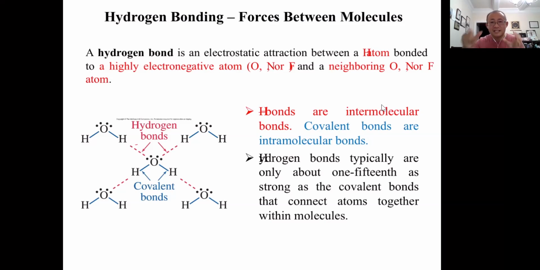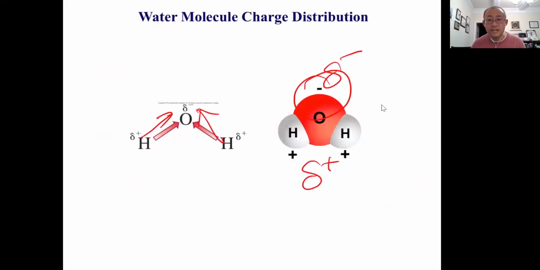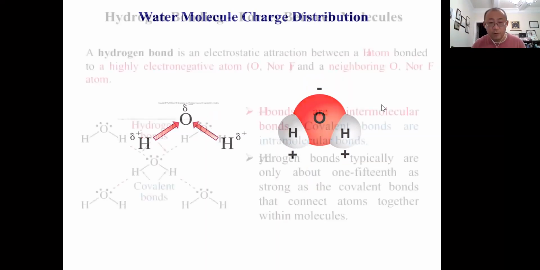Hydrogen bonding is an electrostatic attraction between hydrogen and oxygen, in this case, in water. And hydrogen bonds are intermolecular bonds. Intermolecular means across different molecules, not within a molecule. In comparison, covalent bonds, the solid lines, are intramolecular, meaning they're within a molecule. Hydrogen bonding is the interaction between different molecules. Because water has uneven charge distribution, the oxygen can interact with the hydrogen of another water, and we call that hydrogen bonding.